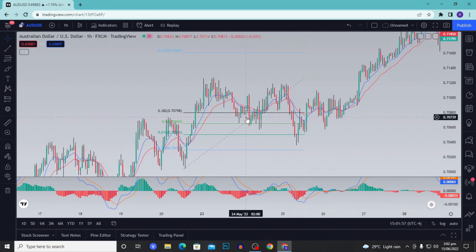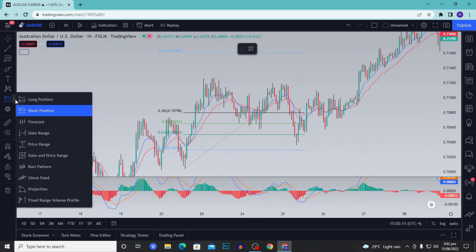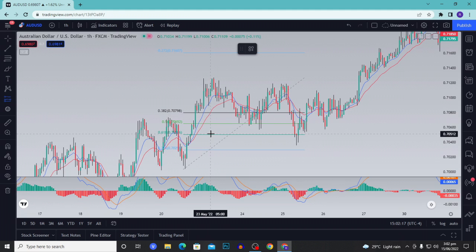As you can see, price came down, bounced off of the 0.5 on the fib before giving us an entry right about here. So let's mark this out.